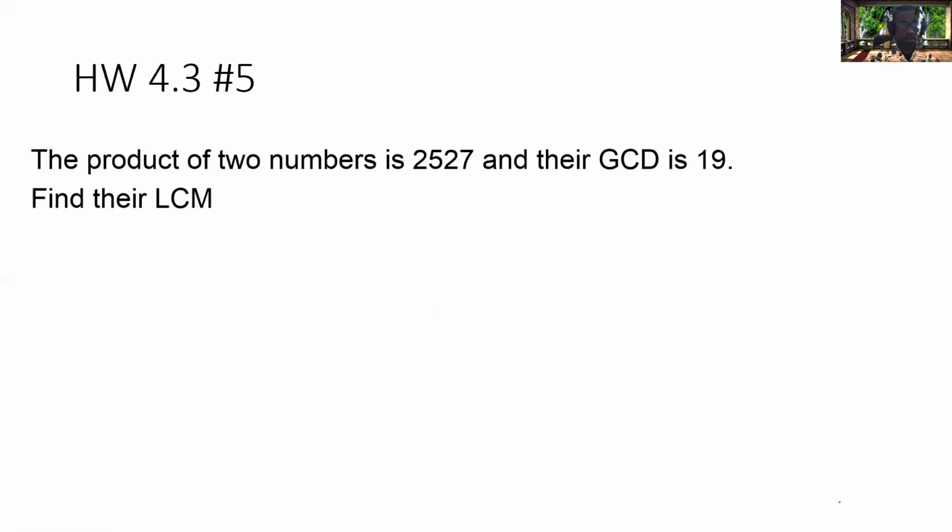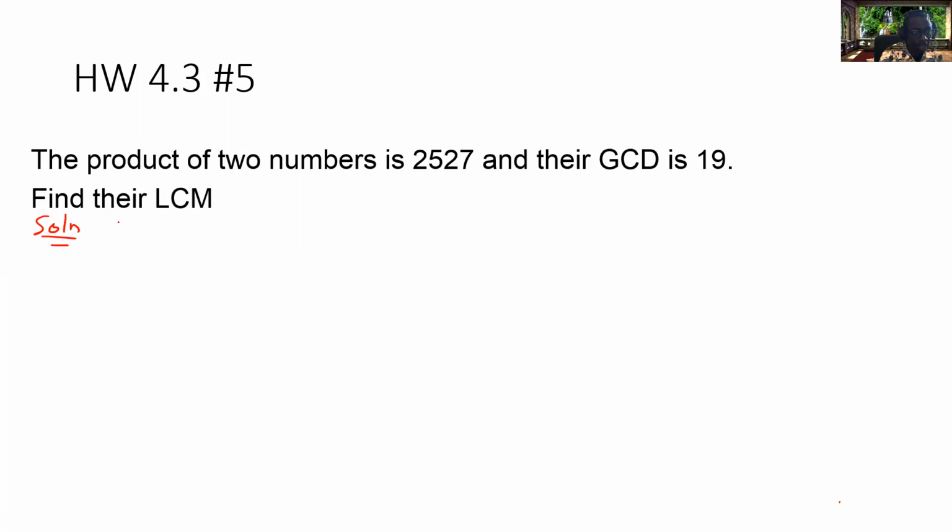Okay, so first we want to look at homework problem number 5 in section 4.3. It says that the product of two numbers is 2,527 and their GCD is 19. Find their least common multiple. Okay, the way we will solve this is we want to use one of the theorems that we established in class last week.